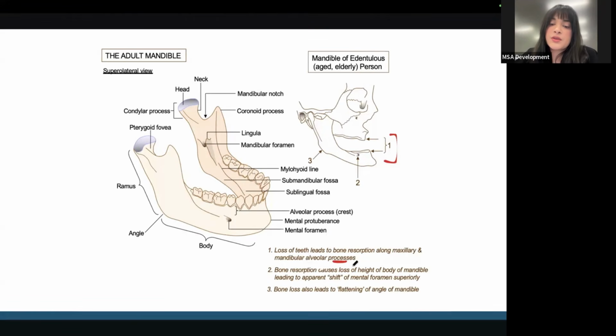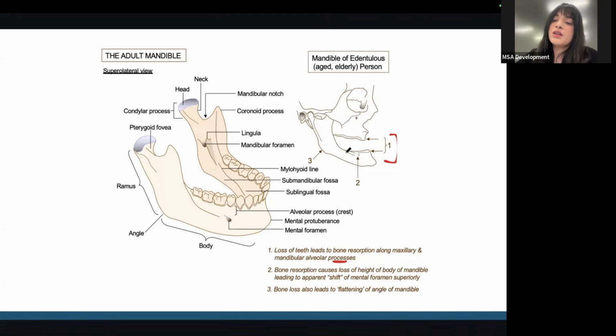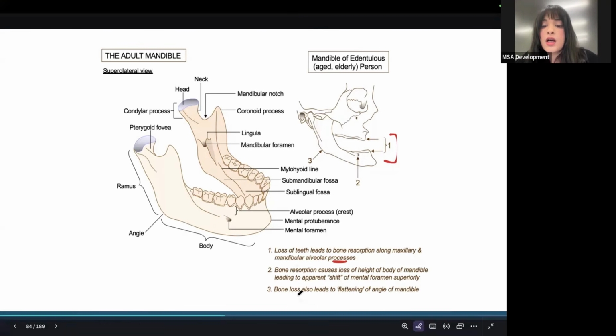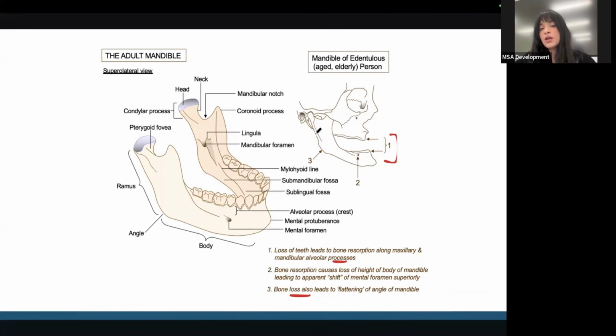Number two is bone resorption causes loss of height of the body of the mandible, leading to apparent shift of the mental foramen superiorly. So you thought that the mental foramen was at the back, but when you become old, because of the loss of bone, the mental foramen shifts forward, apparently. Bone loss also leads to flattening of the angle of the mandible, so this angle just becomes flatter like this.